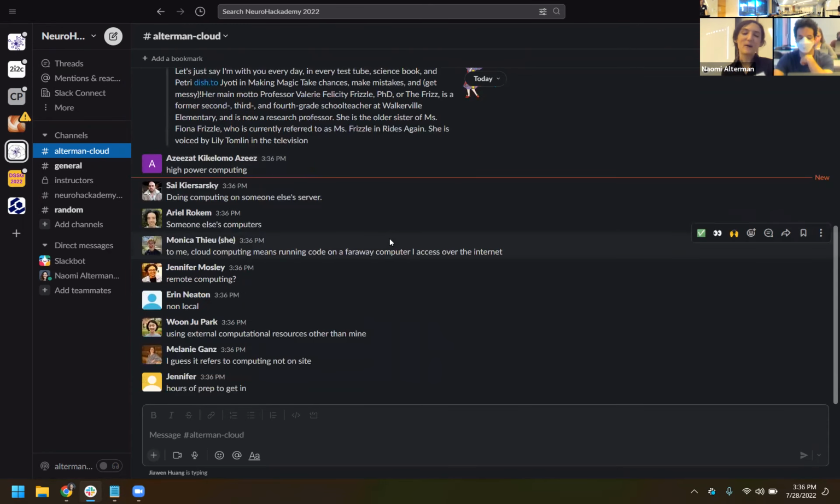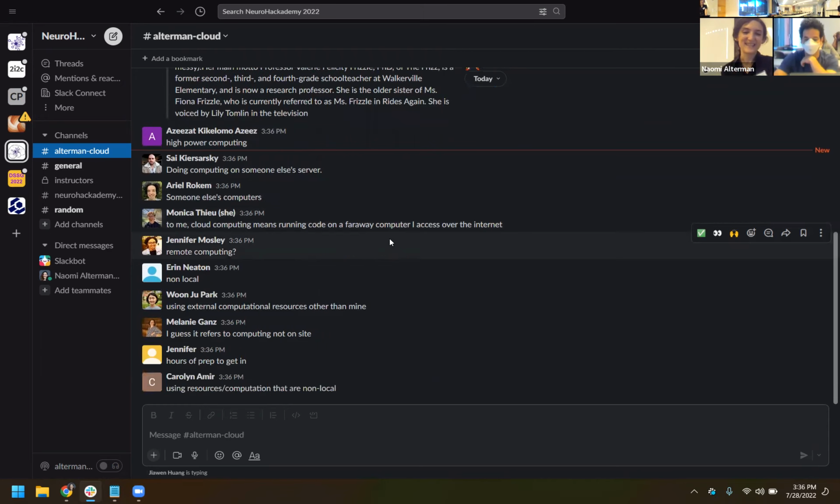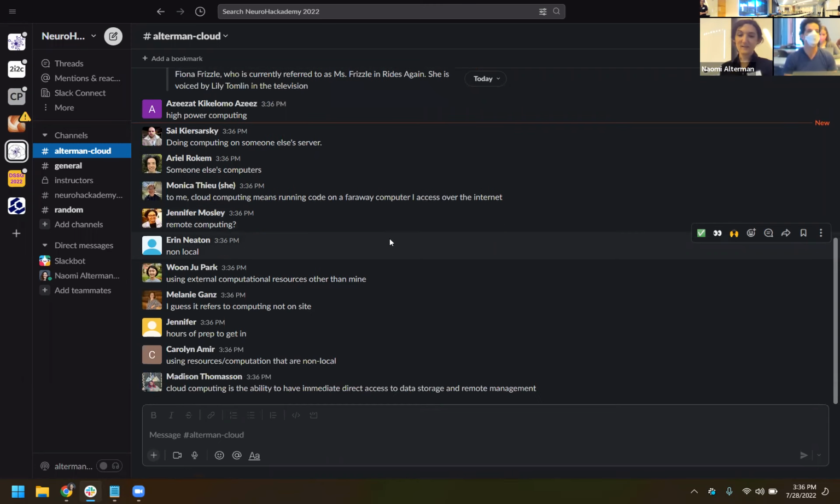Yes, high-powered computing. Someone else's computers. Ariel, I have a sticker that actually says that on my personal laptop. Don't ever let Rob see it. My boss is the director of cloud computing at UW. He would agree with it. Cloud computing means running code on a faraway computer I access over the internet. Remote computing, non-local computing, external computational resources. I really like the term resources here because it gets at a lot of different types of things.